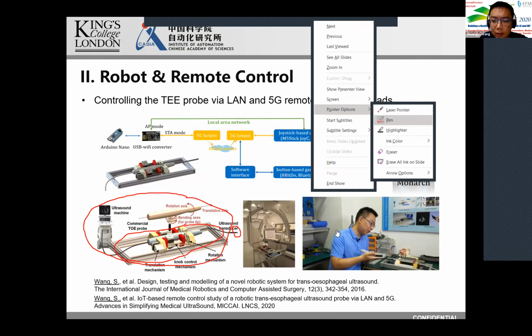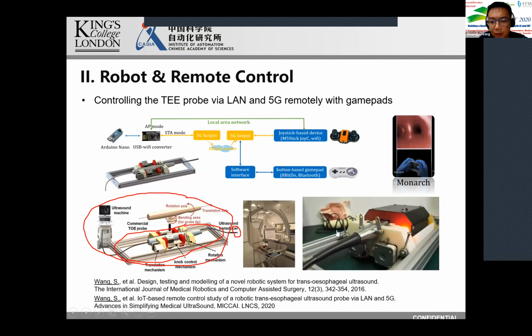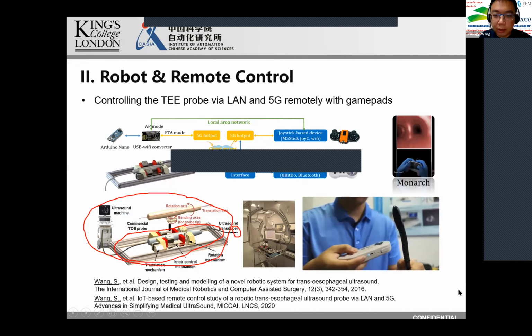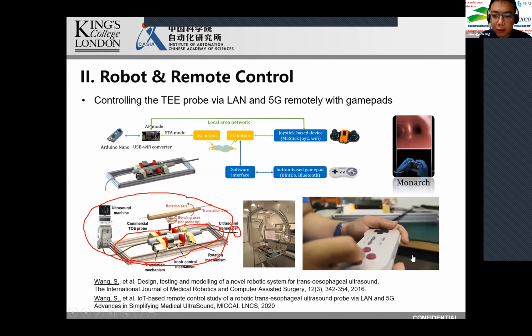So here is a short video. I played the video three times fast, so you can see the motion of the robot: translation along the long axis, rotation about the long axis. And we use a mechanism to control the views on the original handle of the endoscope, which controls the bending of the probe tip. So this is the remote control study over 5G using the robot.